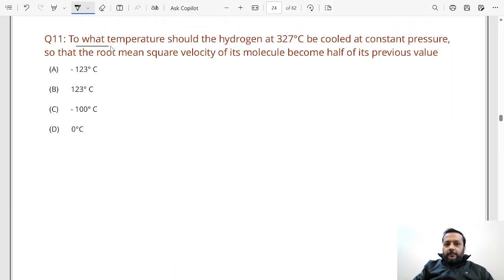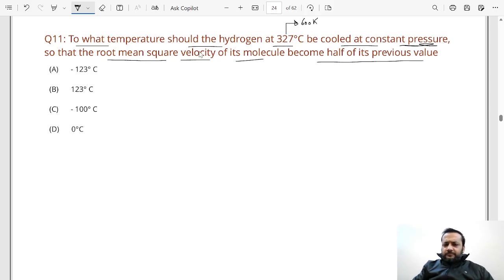Okay, to what temperature should the hydrogen at 327 degrees Celsius be cooled at constant pressure so that the RMS velocity of its molecules becomes half of its previous value? Again, I guess this is a very easy, formula-based question. Only one thing you have to keep in mind: you have to convert the temperature to Kelvin. So 327 degrees Celsius is nothing but 600 Kelvin, right? You have to add 273 here.